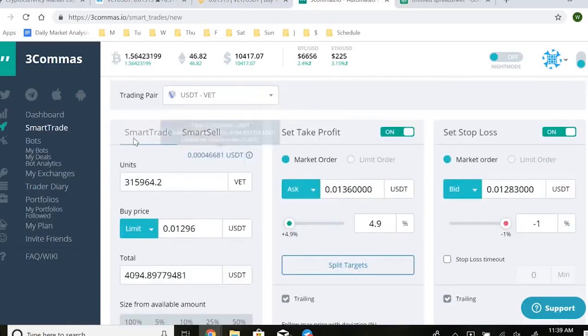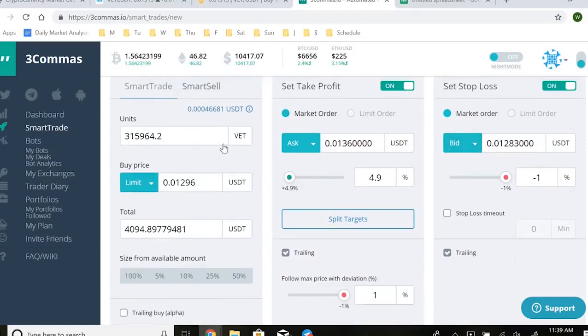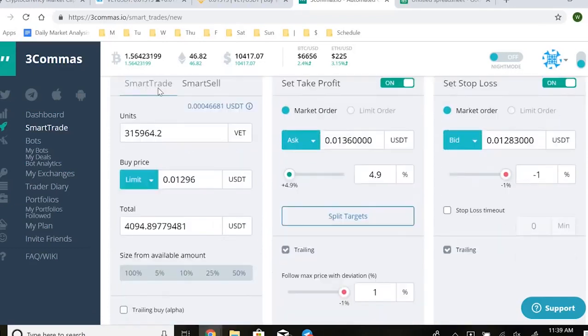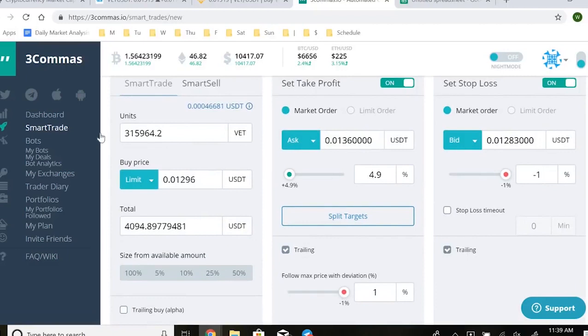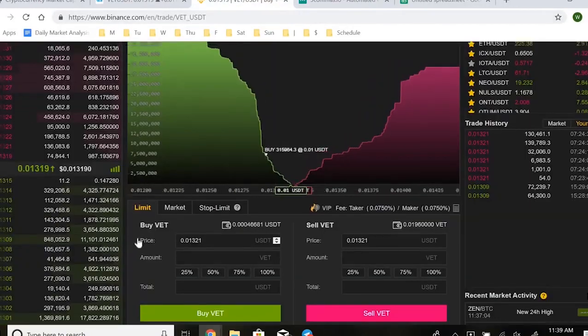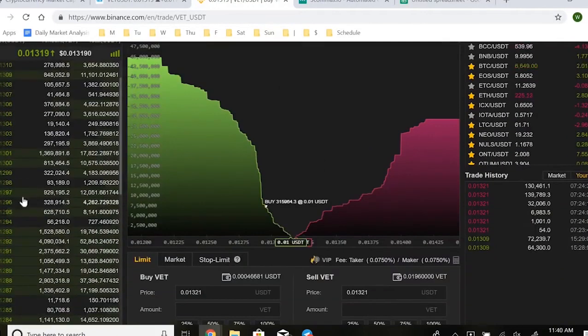And then you come down here to these 3 little panels. So you have Smart Trade, Smart Sell, Set Take Profit, and then Set Stop Loss. So starting off with the first column, we're just going to focus on this. Smart Trade is basically to buy, and Smart Sell is to sell. So first off, VET, the amount of units, so the amount of VET tokens, the buy price, so a limit order, I set it at 1296, and again, we identified 1296 because if you come back in here, we've identified 1296 as being a quality buy order.